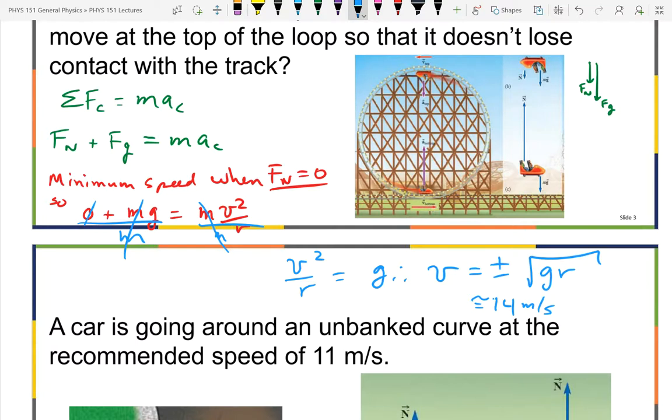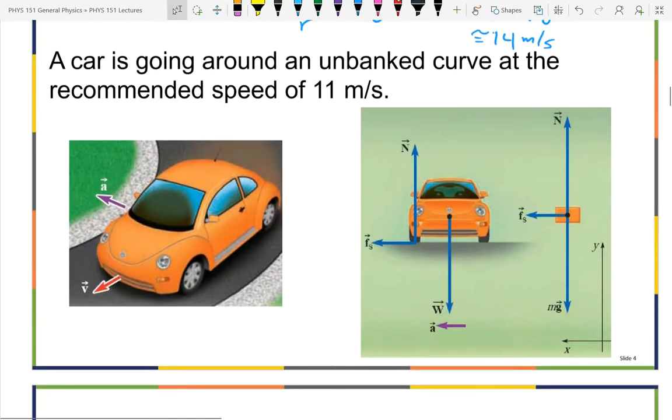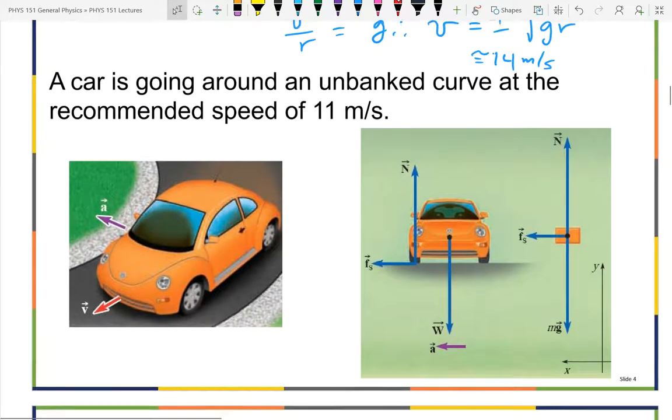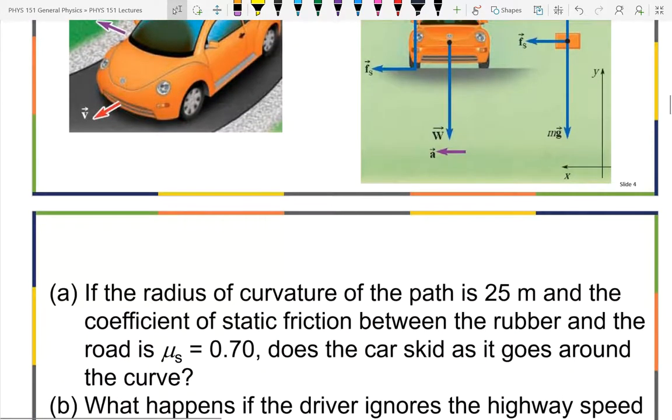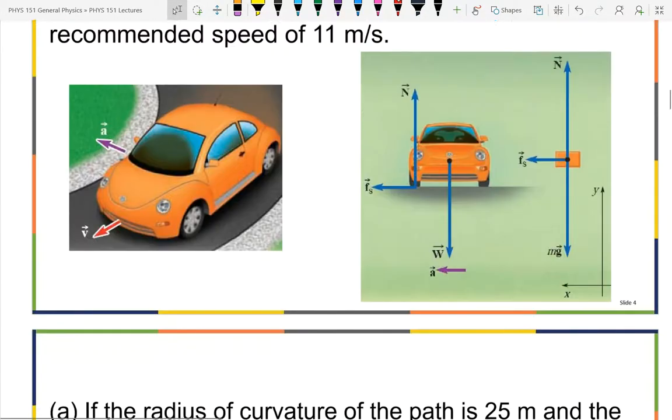Any questions about solving that problem? What direction did I apply Newton's second law? Toward the center. Now, sometimes we're going to have to apply it in more than one direction, such as in this next problem. A car is going around an unbanked curve at the recommended speed of 11 meters per second. And the question then is down here.